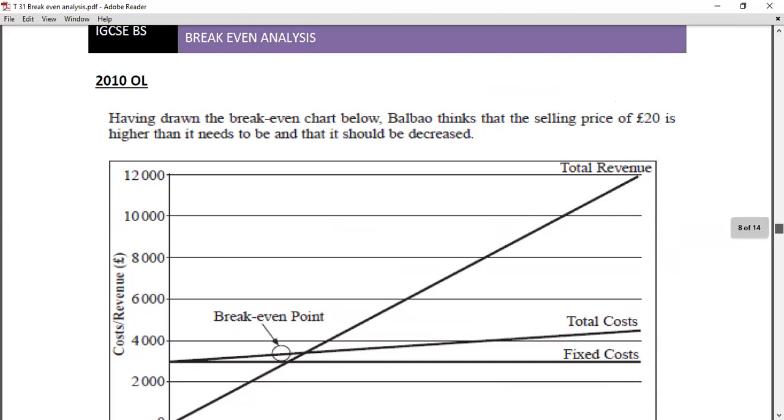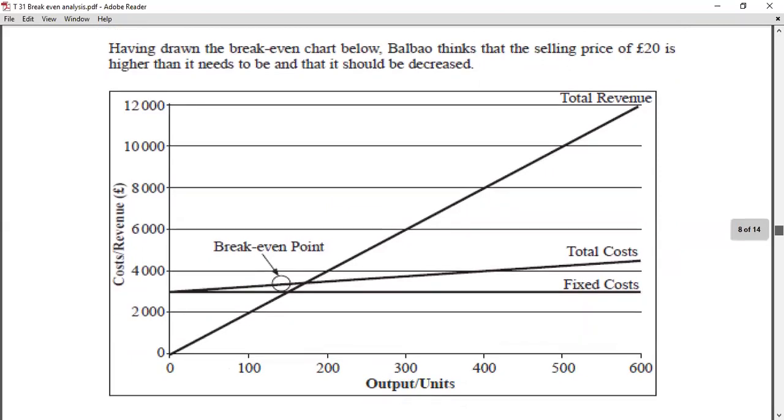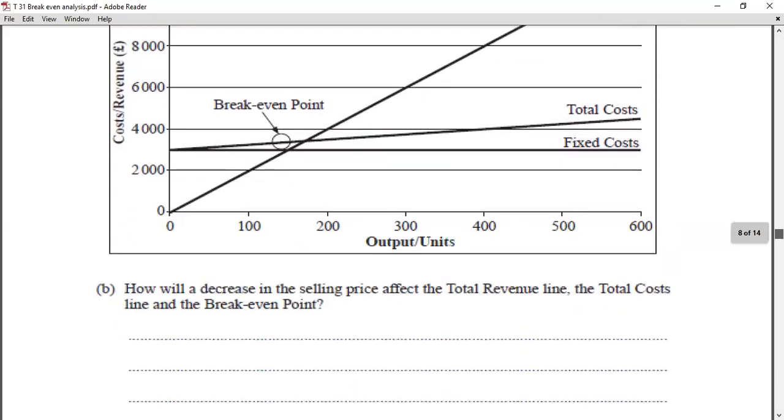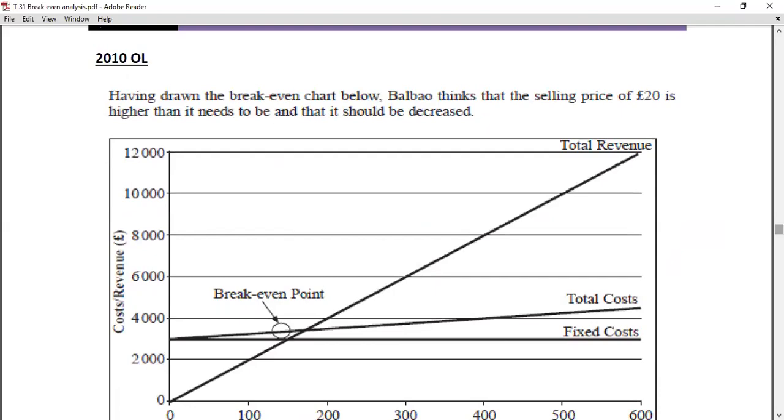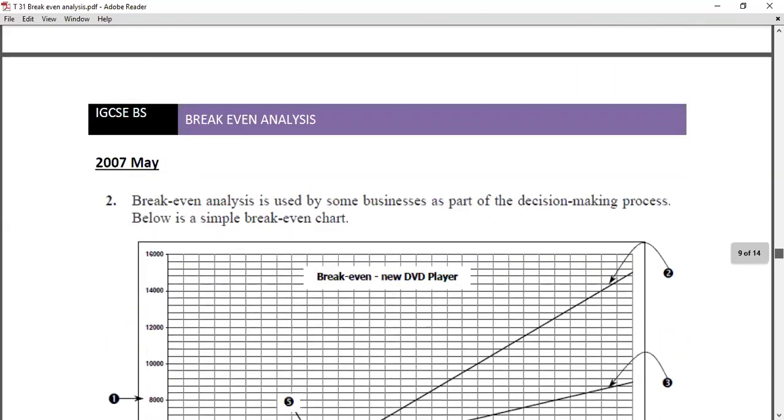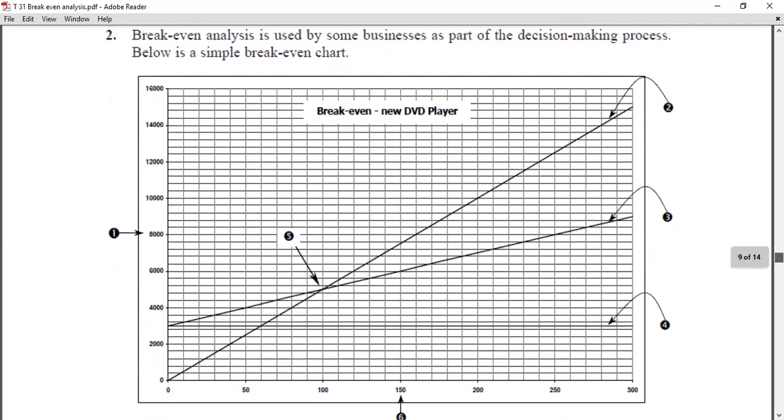This is not an identification one. They're asking what the impact of decreasing the selling price would be. This is one type of question you can answer, like an analyze question. But look at this question, identification of the points in the break-even chart.